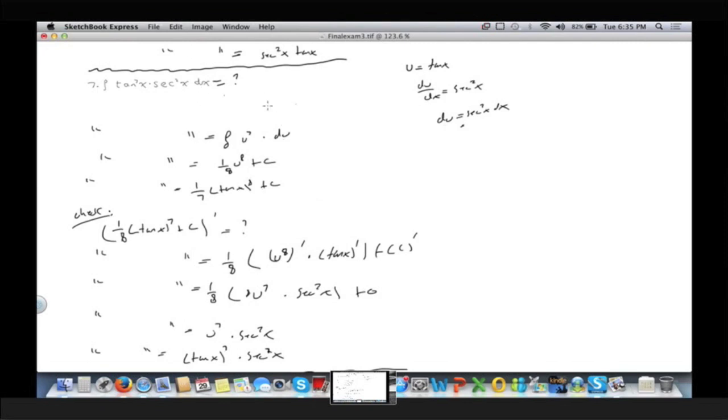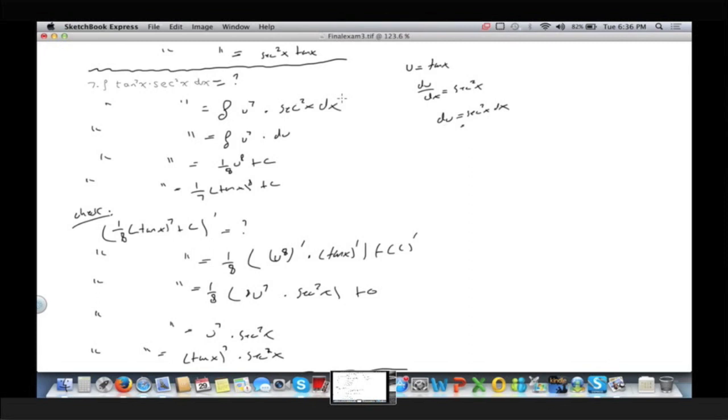Maybe you should write one more line. The first line there should be u to the 7th times secant squared x dx, because usually we do it in 2 steps, and then you got rid of the secant squared x dx. Okay, so you did get the right answer.